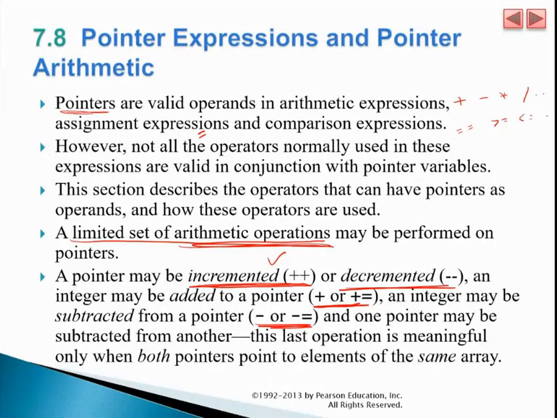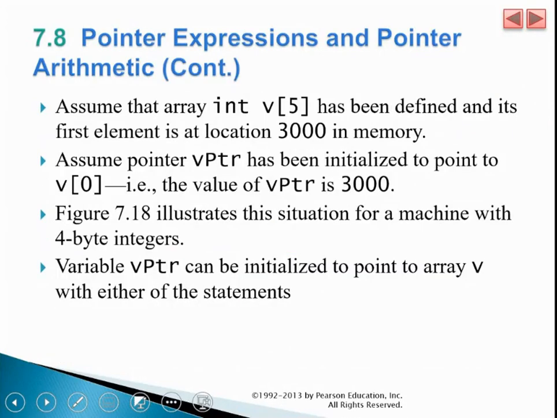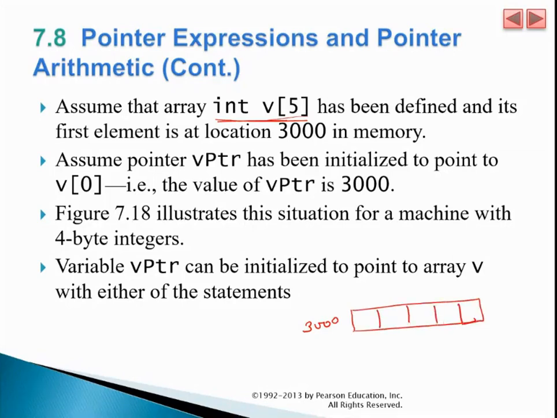Okay, now these also act in a little bit different manner, so let's see how actually they will act. Now assume there is an array of integer type, and the size of the array is 5. The name of the array is v, and suppose the compiler allocated this particular array v at memory location 3000. So this is a memory location, and this is where the compiler allocated our array v.